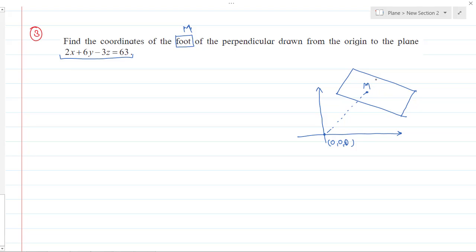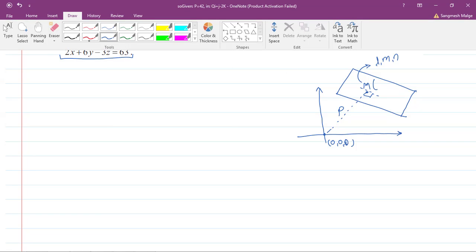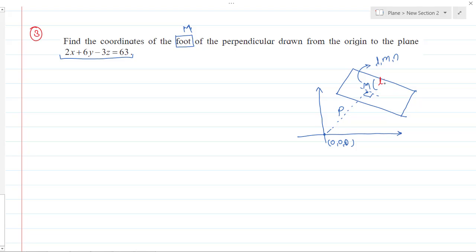Okay, so how will you get the coordinate of this point M? Just now I have told you, if you know the length of this segment OM, or the perpendicular distance of this plane from the origin, which is denoted by p, and somehow you are able to calculate its direction cosines, which are nothing but l, m, n, then simply we can write down the coordinate of the point M as lp, mp, np. This also I have proved in one of my previous videos.